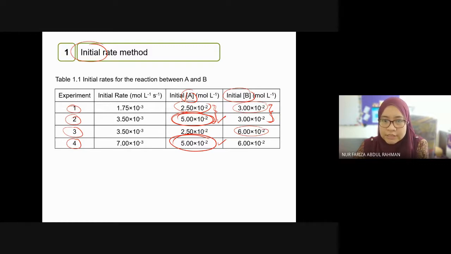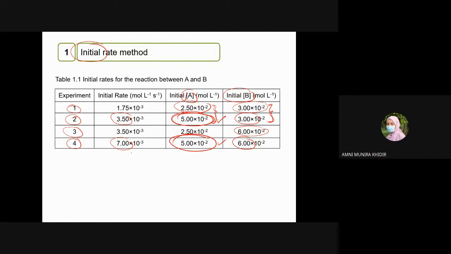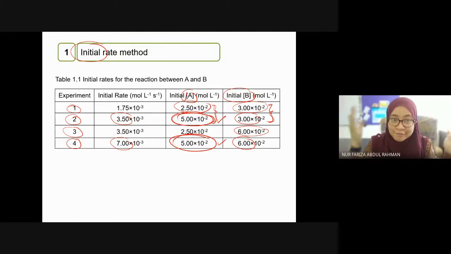Okay, how about B? The concentration is increased, okay, from 3 to 6. So what happened to the rate? The rate will also increase. Nampak? 3.5 jadi double kat situ. So, boleh dapat idea? Apakah ciri-ciri order untuk B? 1. Idea tu dah dapat kan? So maksudnya from there we be able to determine.